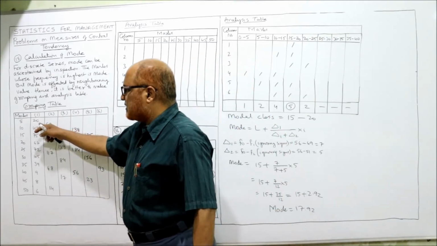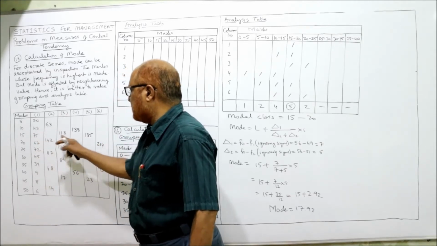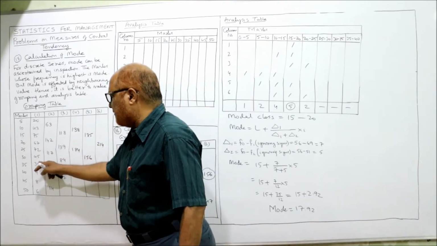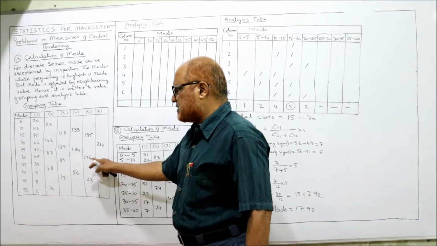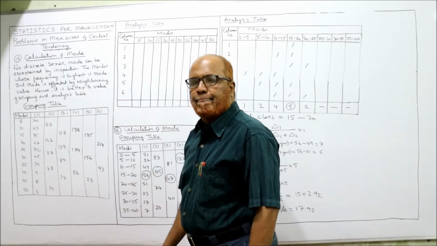The first one is left. So 43 plus 75 plus 67. If you add up these 3, you will get 185. Then 72 plus 45 plus 39. If you add up these 3, you will get 156. Last one, 9 plus 8 plus 6, you will get 23.